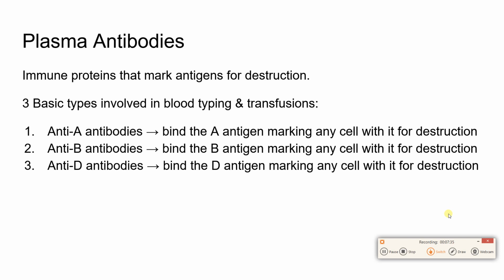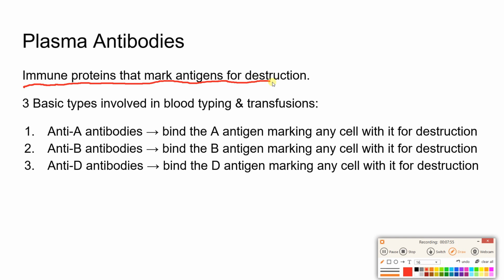Now, what we have to bring into the story are antibodies. You may or may not have talked about antibodies a little bit already in lecture. Antibodies are immune proteins that mark antigens for destruction. They grab onto antigens. In fact, they're going to grab onto foreign antigens, right? You wouldn't want to grab onto your own personal antigens, would you? Because then you would destroy your own cells and tissues.